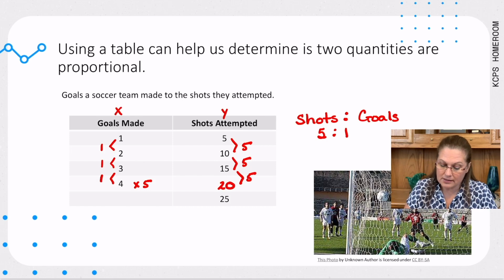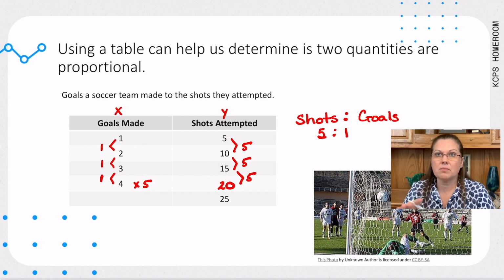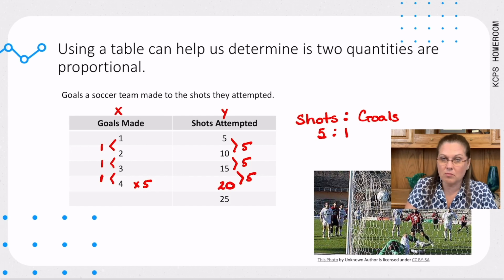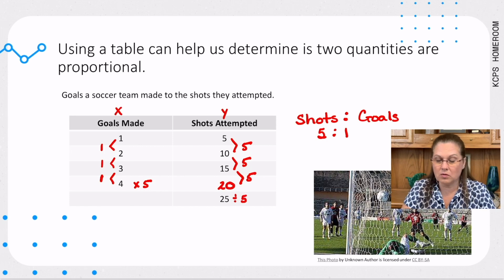Now you'll notice that our 5th row is left blank. We have our shots attempted, but we don't have our goals made. As in our 4th example, where we multiplied times 5 to fill in our y value, our shots, we're going to reverse the process. So instead of multiplying times 5, we're going to divide by 5. If I made 25 shots, that means I'm going to make 5 goals.